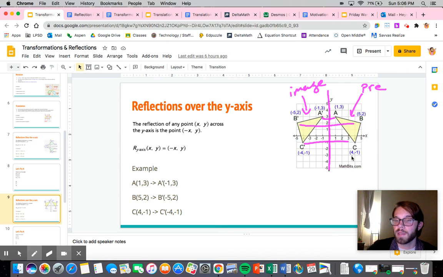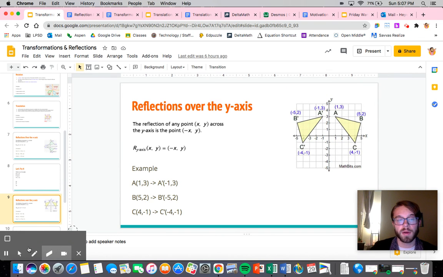So now we see we have 4, -4, 5, -5, 1, negative 1. However, now the y coordinates are the same. So now it's 3, 3, 2, 2, negative 1, negative 1. So now the only thing that differs is that my x coordinates change sign. So what you're going to do is take the x coordinate and just change the sign. Same thing as the rule before, except now we're dealing with x. So 1 goes to negative 1, 5 goes to negative 5, 4 goes to negative 4. Similarly, if you had negative 4, it would go to 4.